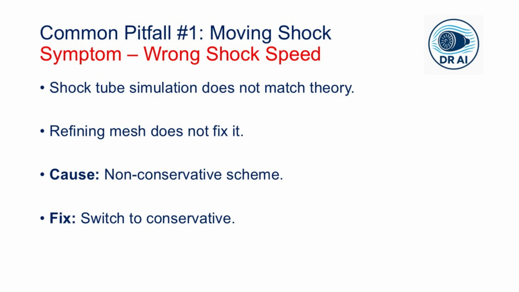So even with the best intentions, things can go wrong. Let me share three common pitfalls when using the wrong form, and how to recognize them. The first one is the moving shock. You simulate a shock tube or a supersonic inlet. The shock location from your simulation does not match the theoretical value, and refining the mesh does not help even.